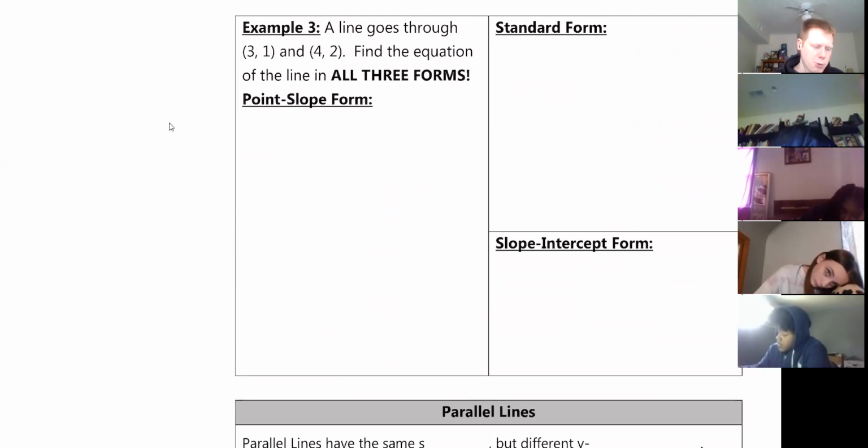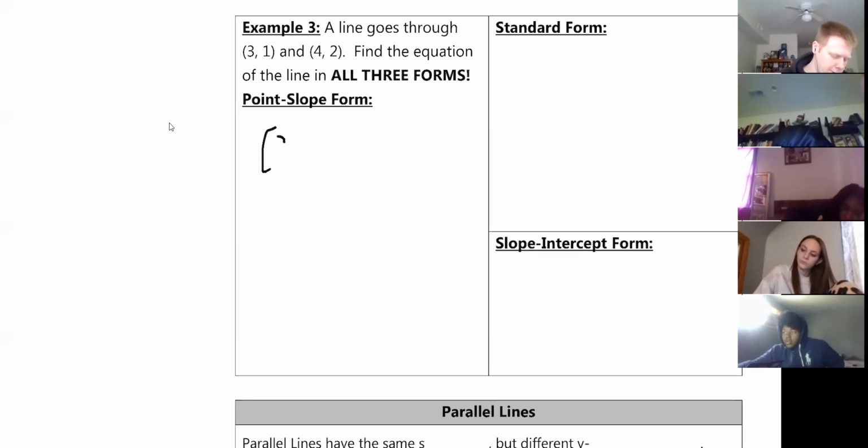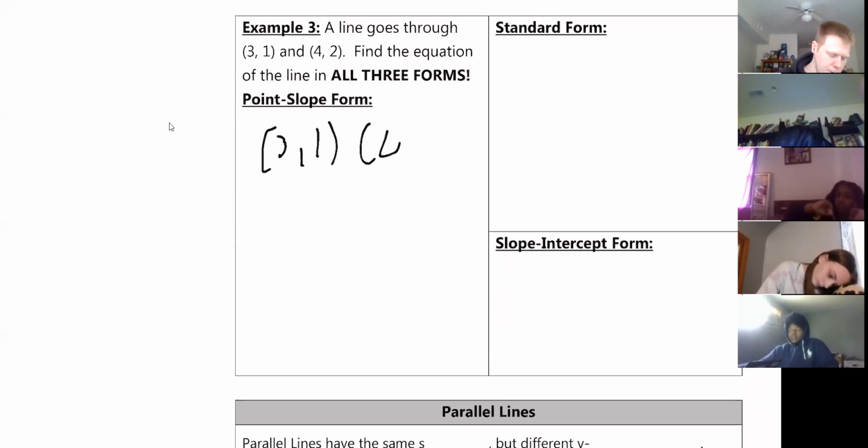All right, so example 3, we have a line that goes through the points (3, 1) and (4, 2). We want to find the equations of the line in all 3 forms. So we're going to start with point slope form because it's usually the easiest one to get when you have 2 points to start with. So the first thing you need to do, no matter what, if they don't give it to you, is find our slope.